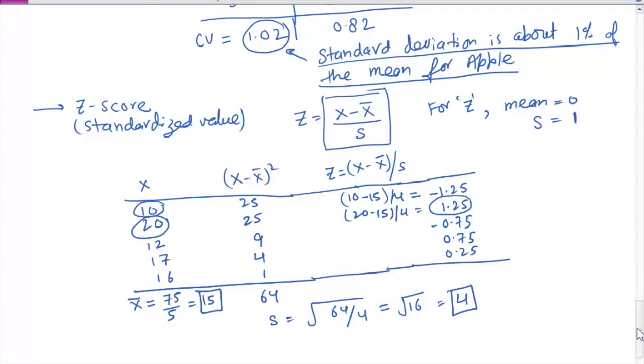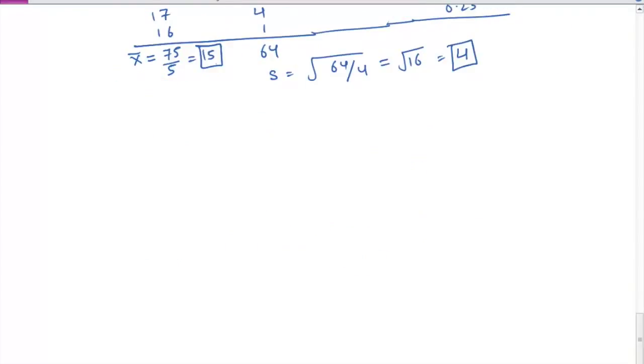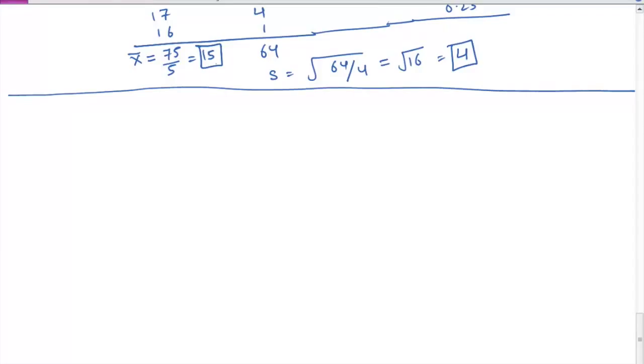So one application of z-score is in the form of a well-known and very simple theorem. It is named after a Russian mathematician. So it's called Chebyshev's theorem.